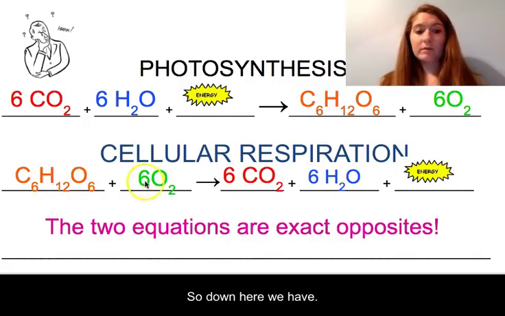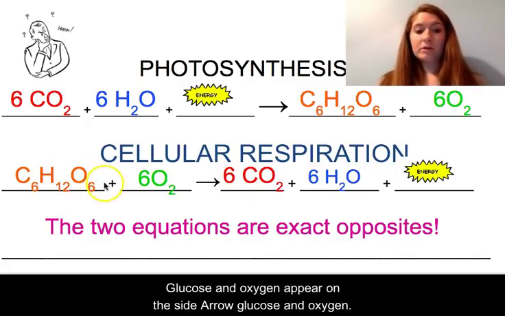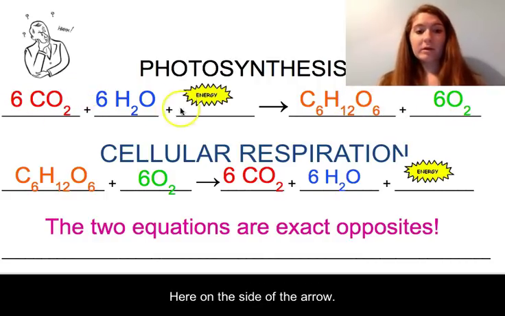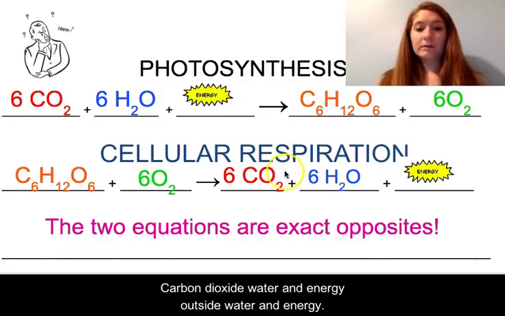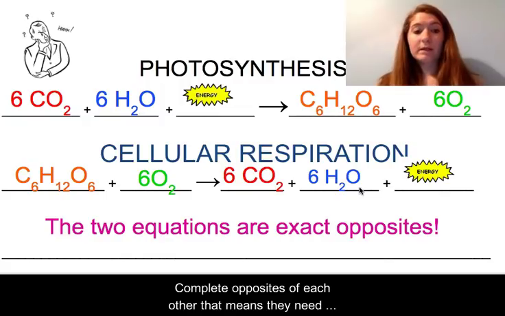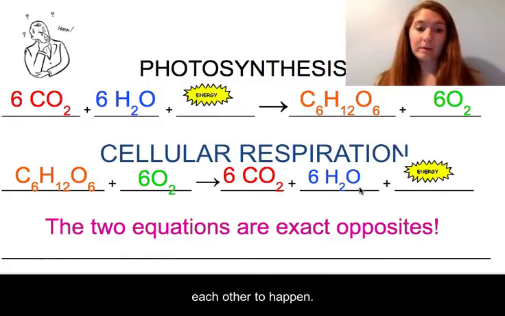So down here we have glucose and oxygen. Up here on this side of the arrow, glucose and oxygen. Up here on this side of the arrow, carbon dioxide, water, and energy. Down here on this side of the arrow, carbon dioxide, water, and energy. So they're complete opposites of each other. That means they need each other to happen.